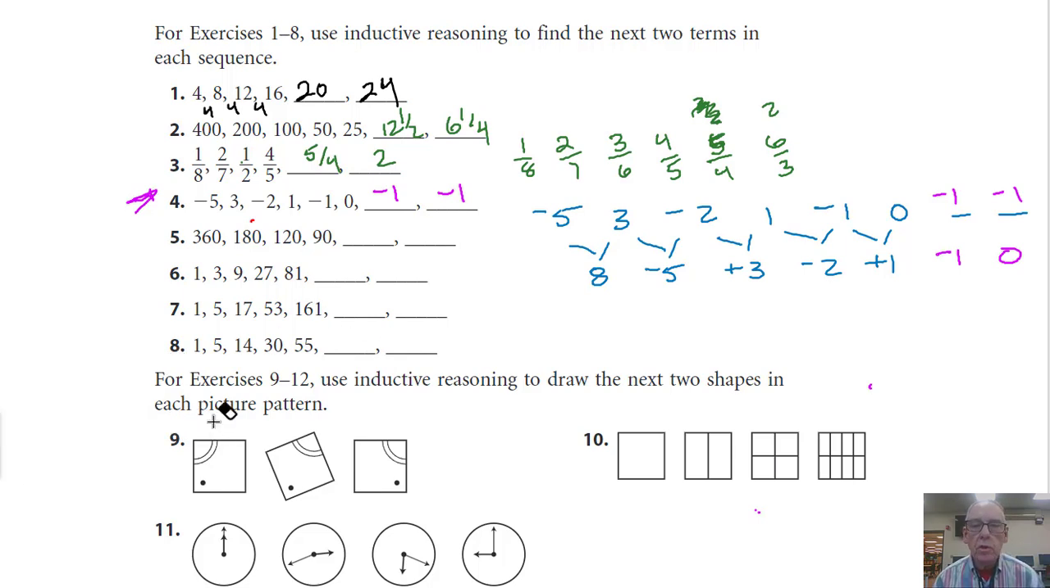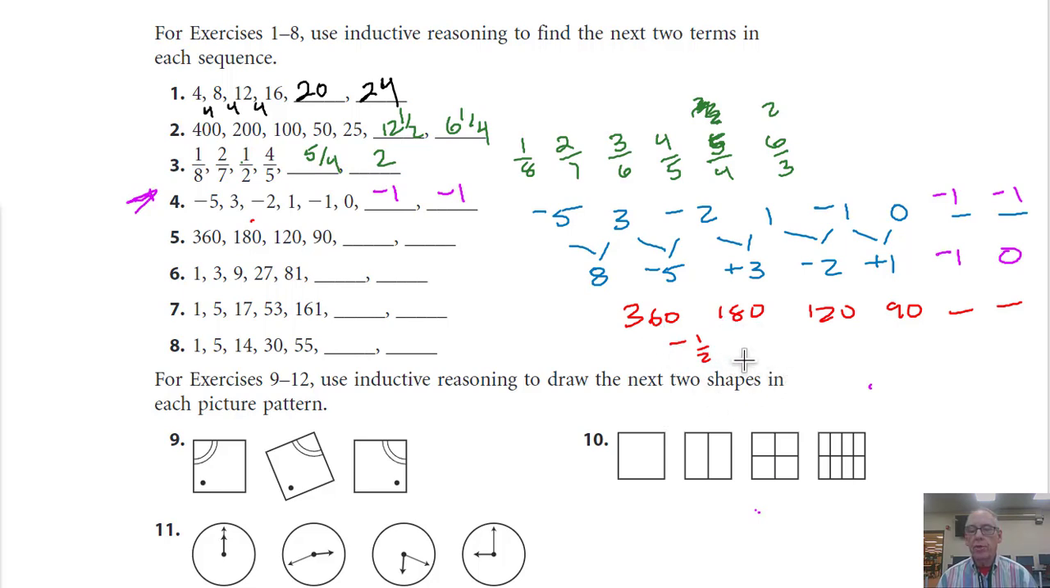Okay, number 6 is also a little bit of a tricky pattern. Let's see what we got. So I'm going to do it off here to the side also. So we got 360, 180, 120, and 90. We need to find the next two. I'm going down by a half of 360, takes me down to 180, taking 180 off.